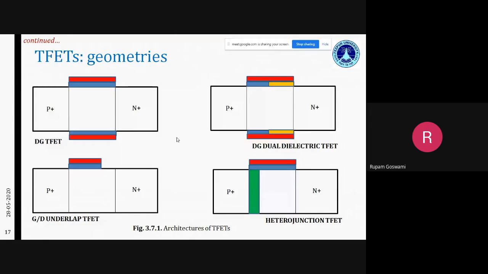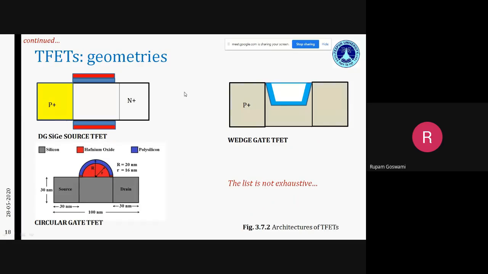Going from the gate drain underlap TFET, we now move to the heterojunction TFET. In the heterojunction TFET, you can see there's a green layer put just after the p-type region. This green layer can be any material which has a lower band gap, like germanium or silicon germanium. Once you incorporate a lower band gap material at the tunnel junction, your tunneling probability will increase, as a result of which you will get higher currents. And these are a few of the architectures, one of them being the silicon germanium source TFET.